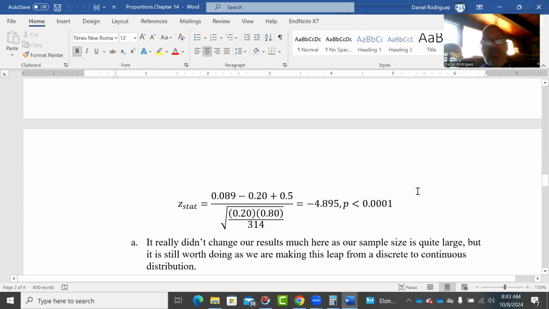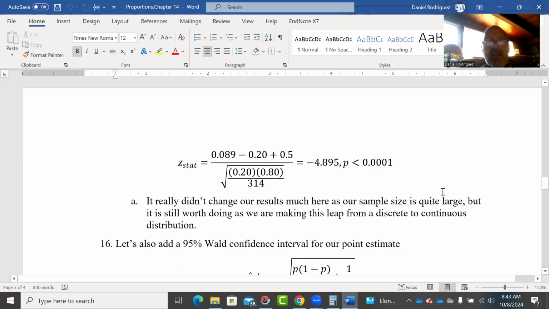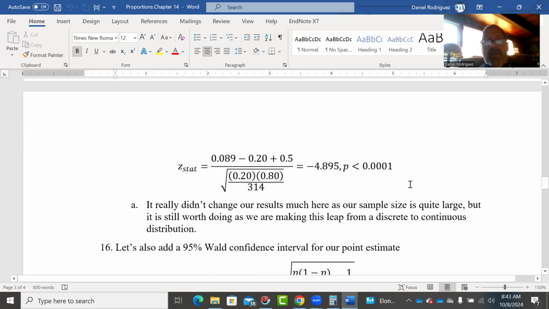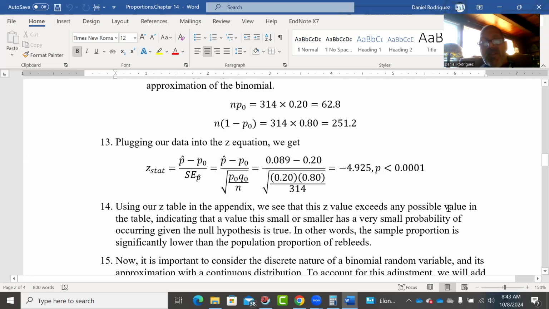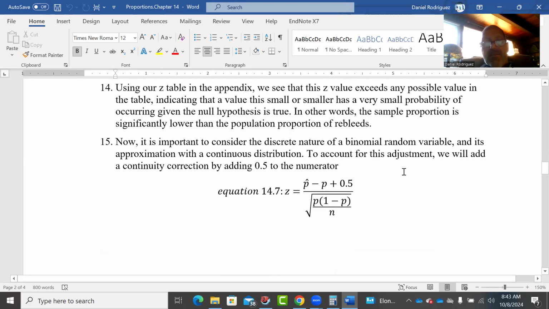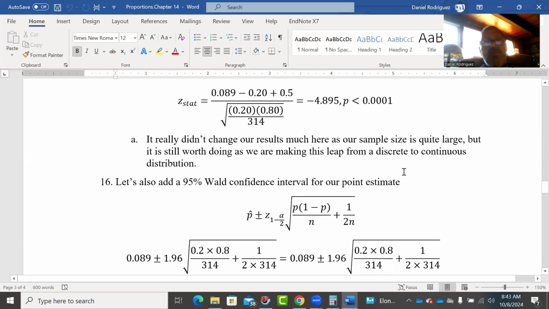This is called a continuity correction. With the continuity correction, let's see what happened. What did we get? We got 4.895. What did we have before? 4. I mean, it didn't make much of a difference here, right? Just a minor difference because it was so large. The difference was so large, we still had a significant finding.